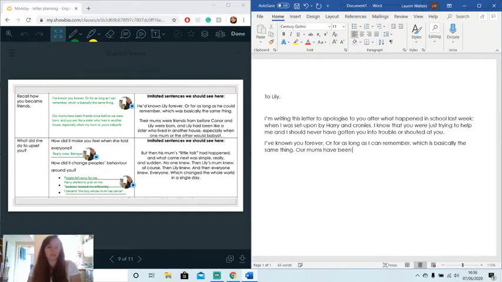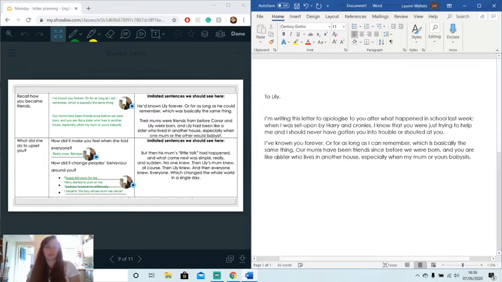Again, I don't have to overly think this because it's there on my plan. I've got it split screened. I don't need to flip between pages. I've known you forever, or for as long as I can remember, which is basically the same thing. Our mums have been friends since before we were born, and you are like sister. You are like sister. This is why it's so important we go back through and reread. You are like a sister who lives in another house, especially when my mum or yours babysits.